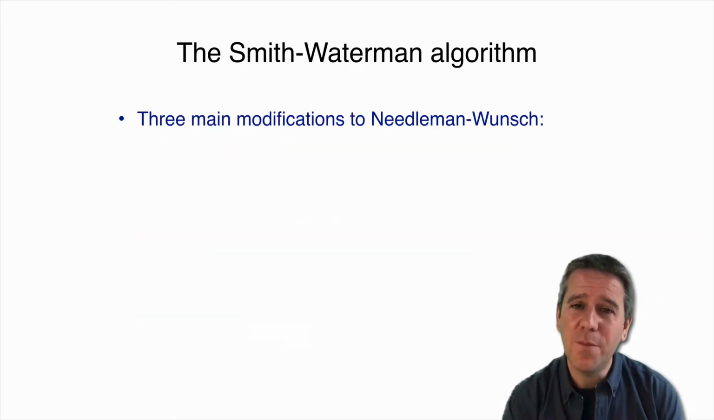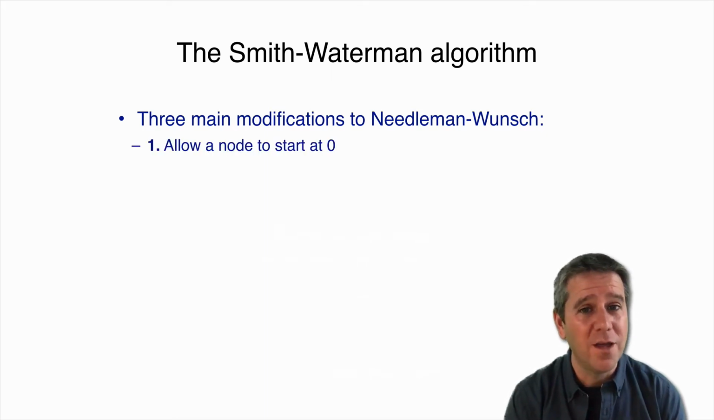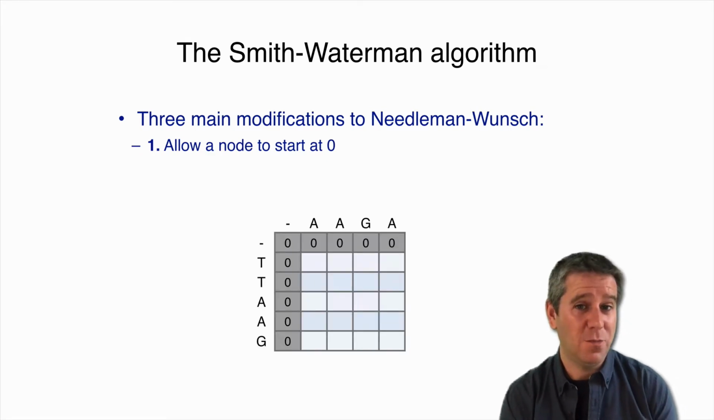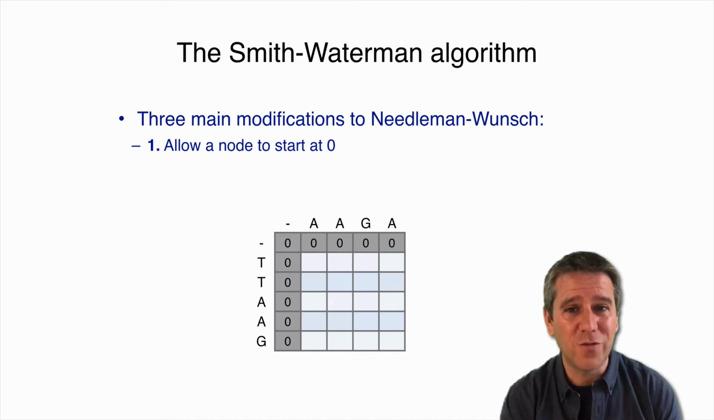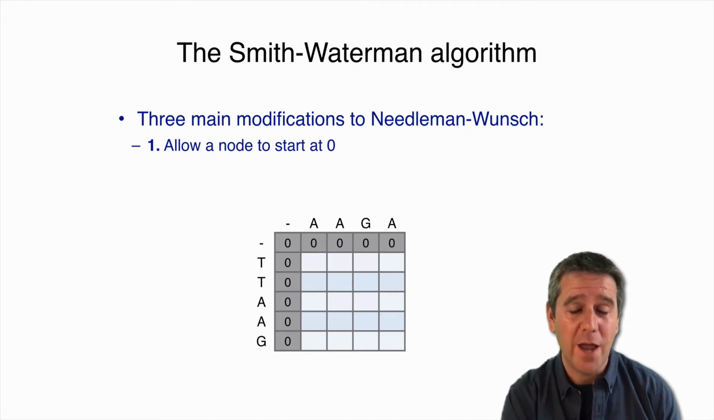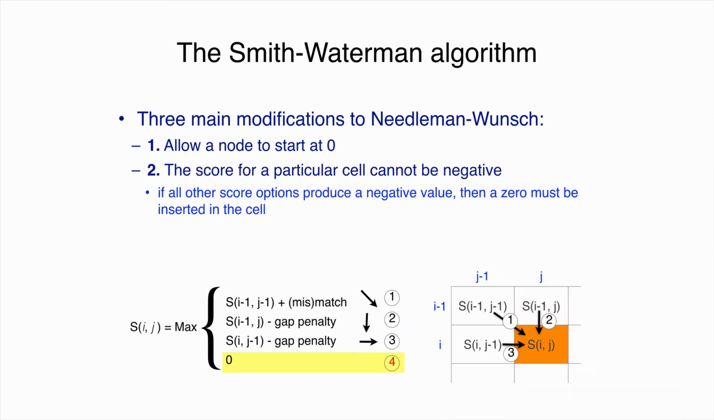Now the three main modifications proposed by Smith-Waterman are: 1, to allow a node to start at 0. So what does that mean? Well, this is what it means. We're going to use 0 values for those first gap row and gap columns that we would have otherwise used the gap score for in the Needleman-Wunsch approach. We can start any of these positions with zeros, as we do here in Smith-Waterman.